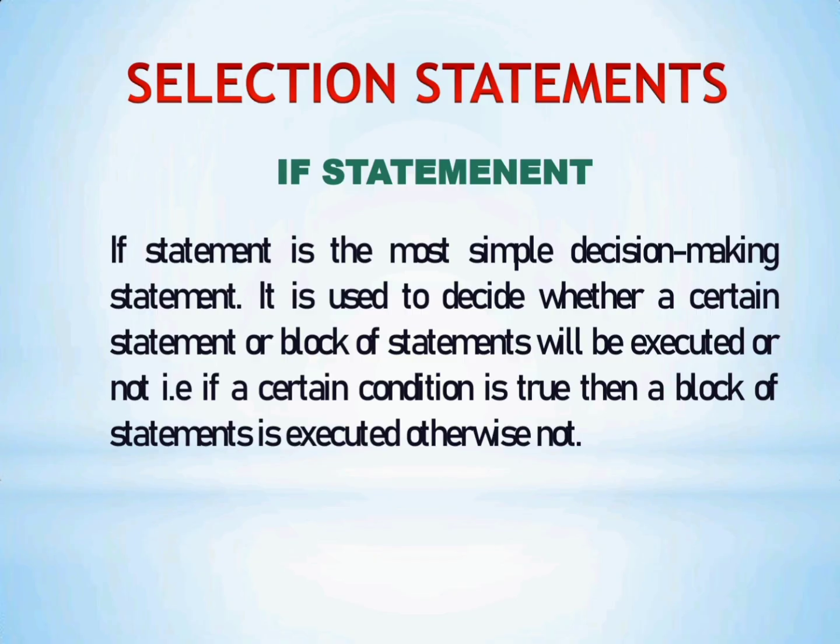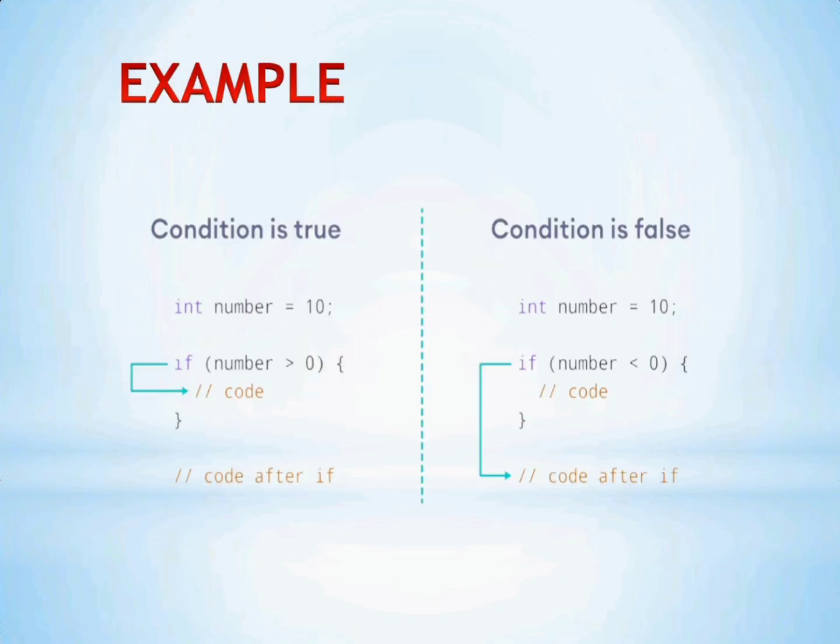The if statement is the simplest decision making statement. It is used to decide whether a certain statement or block of statements will execute or not. For example, if a condition is true, then the block of statements is executed. Otherwise, it is not.